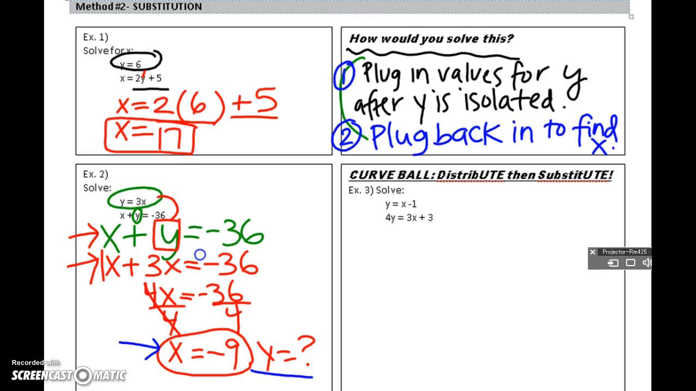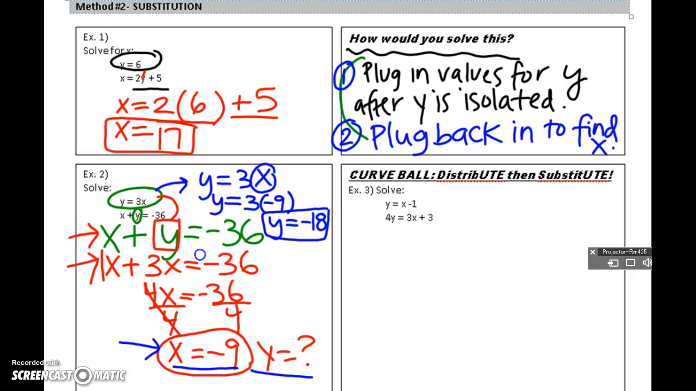Here, x is negative 9. So if I go back to here, y equals 3x. Now I have what x equals. x is negative 9, so I can just plug negative 9 in here for the x. y equals 3 times negative 9. That's multiplying, so y equals negative 18. Now I'm done because I have an answer for both x and y.